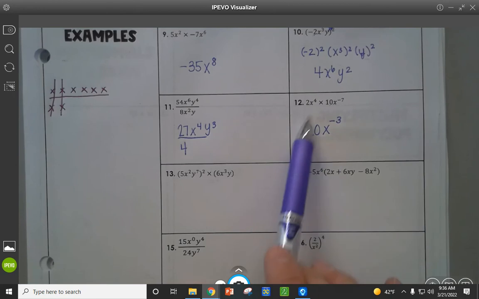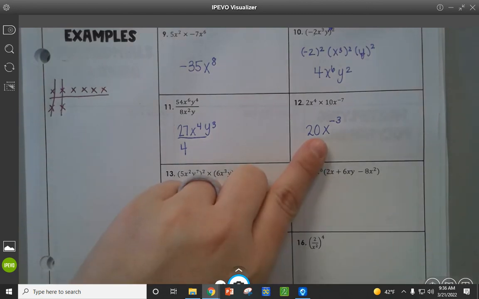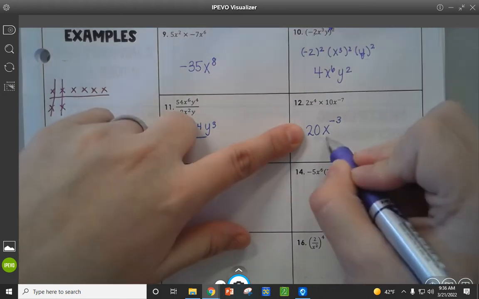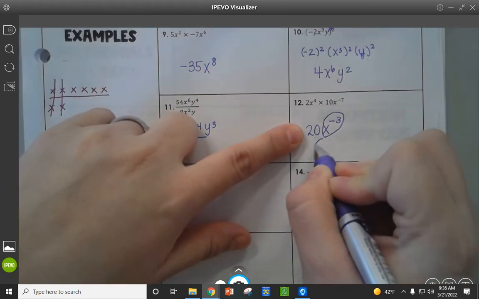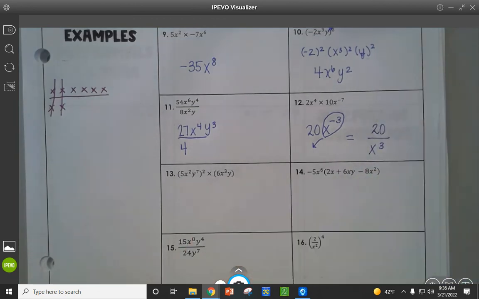So what did I tell you that you did when you had a negative exponent? Right, you put it on the bottom, but be careful. The 20 does not have that exponent. It's only the x. So only the x moves to the bottom. So 20 over x, and then it becomes a positive 3. So only the part that has that negative exponent gets to move. Questions?